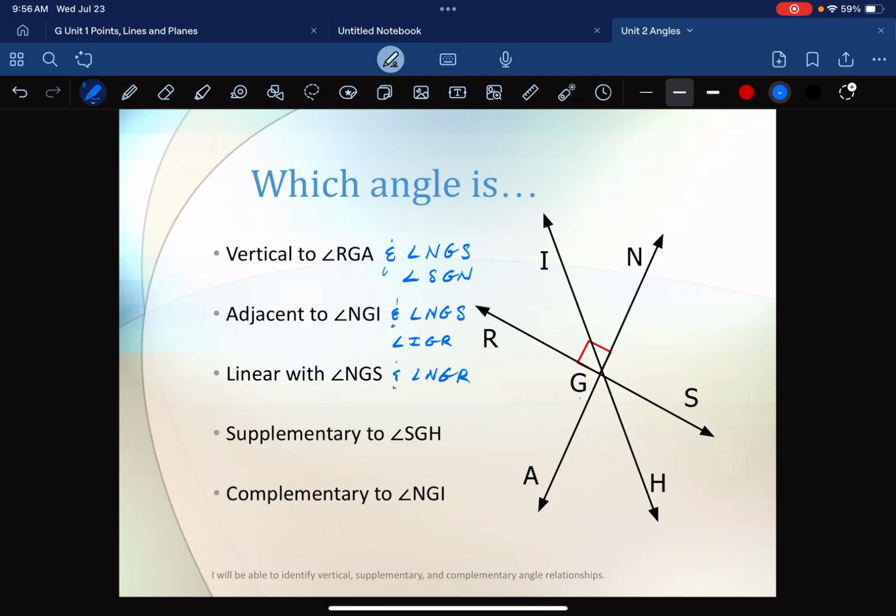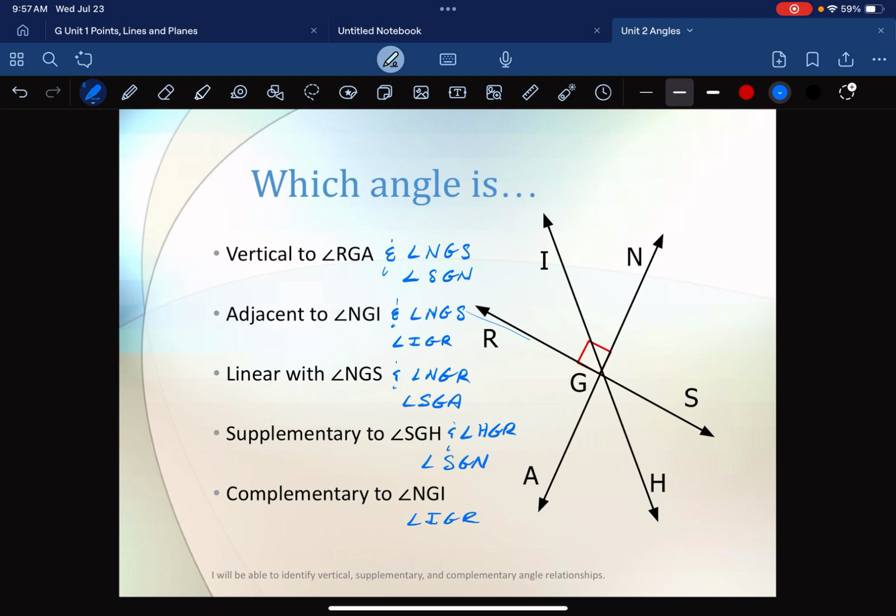Now, what if you extended NG? So NGS, and then you could have said angle SGA. So supplementary to SGH, well, I've got to go entire angle, and I'm going to extend SR. So SGH and HGR, or SGH and SGN. And then complementary to NGI, there's only one. It's angle IGR.